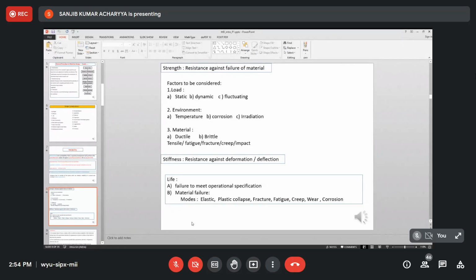Regarding strength, material is another aspect because failure mechanism depends on the material. Material can fail in ductile manner, material can fail in brittle manner.